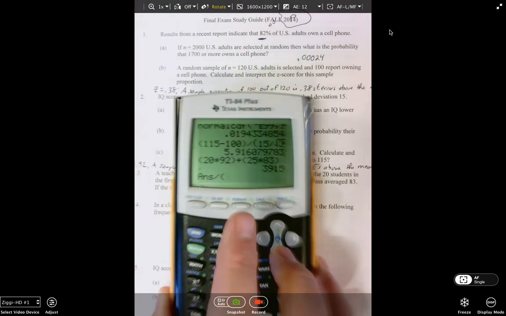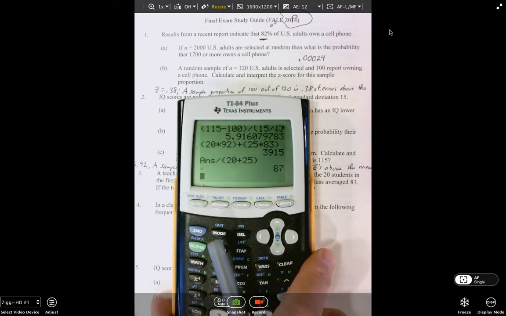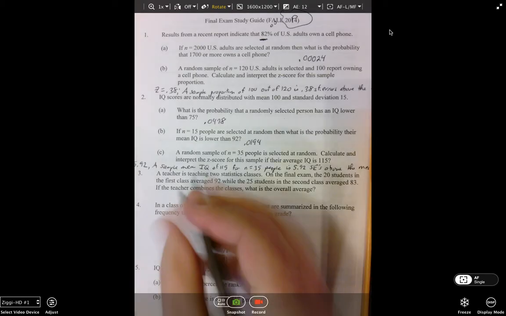So 20 and 25. And most of you are going to be able to do this problem in your head, you can see the sample size is 45. But if we have a sample size of like 19 and 56, you may not be able to do that mental arithmetic on a test under the stressful moments of taking a test. So, guys, it turns out that the combined mean is 87.